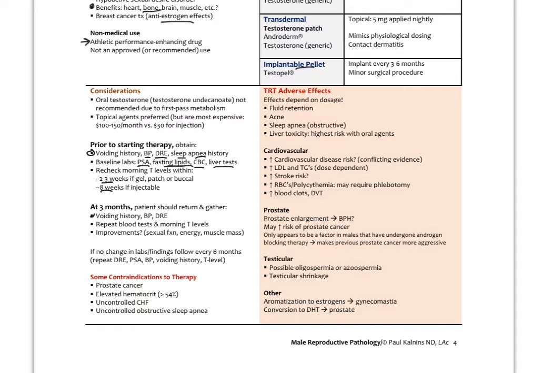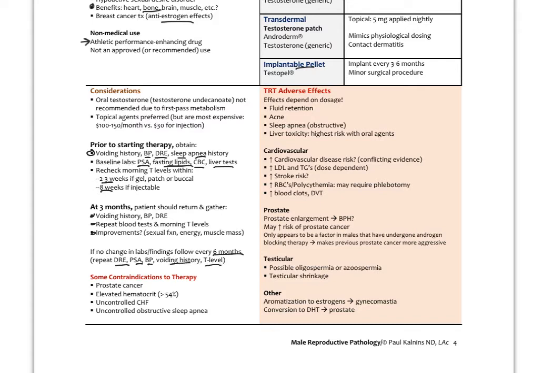At 3 months, the patient should return. We gather another voiding history, blood pressure, do a DRE again to make sure there's no prostatic enlargement. We want to repeat blood tests and a morning testosterone level, and then look at any improvements in the symptoms, sexual function, energy, muscle mass, and so forth. If there's no change in the labs or the findings, then we follow every 6 months with repeating a DRE, PSA, BP, voiding history, and testosterone levels.